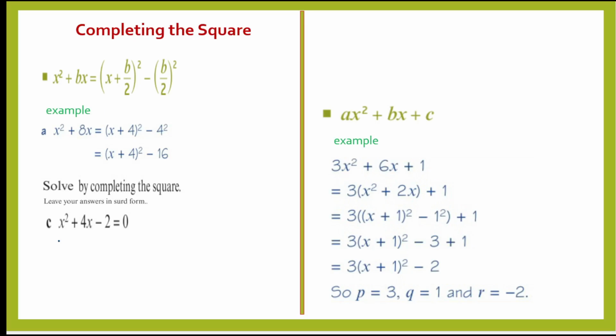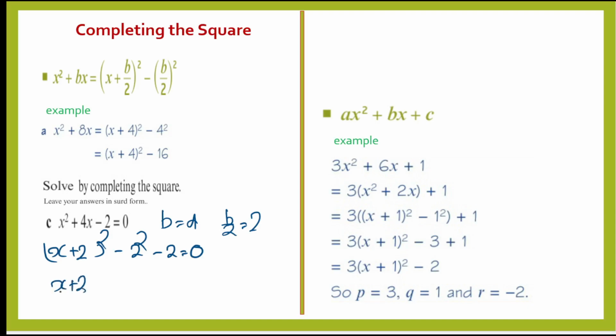Now solve by completing the square: x square plus 4x minus 2 equal to 0. Here b equal to 4. B by 2 is equal to 2, hence the whole expression becomes (x plus 2) the whole square minus 2 square minus 2 equal to 0. That's (x plus 2) the whole square minus 6 equal to 0.